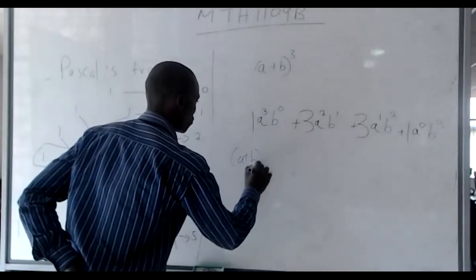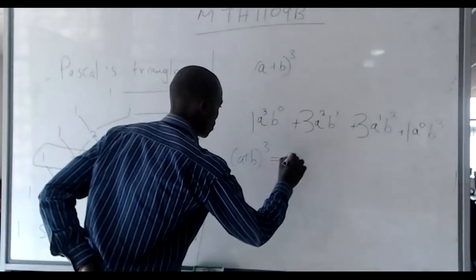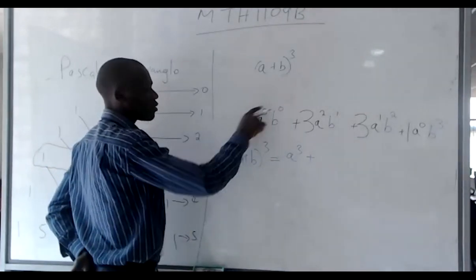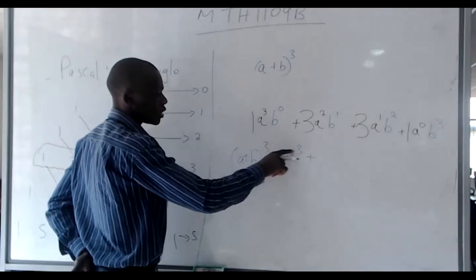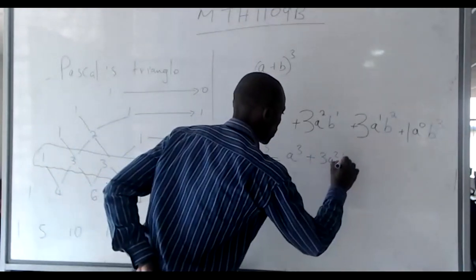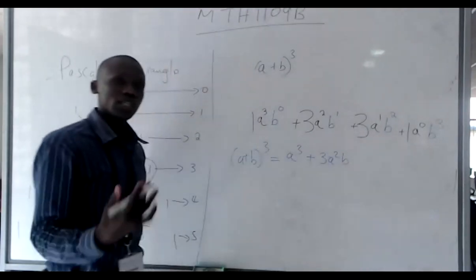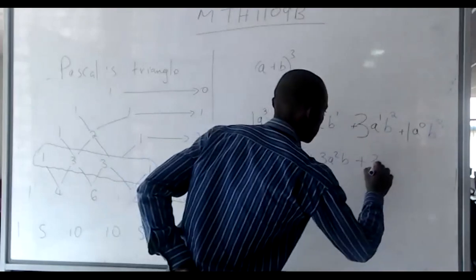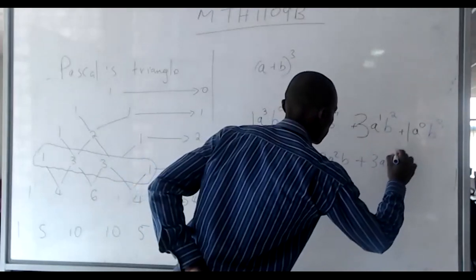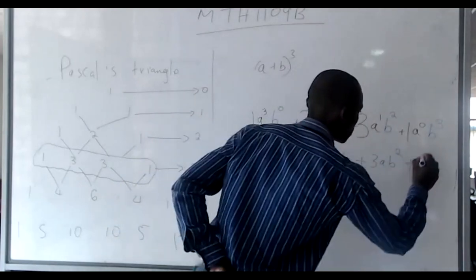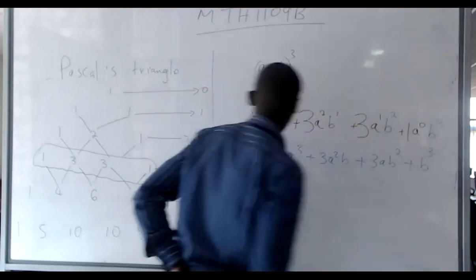So (a plus b) cubed is simply a cubed. Remember, b to the 0 is 1, so I have 1 times a cubed times 1, simply a cubed, plus 3a squared b, because b power 1 is just b, plus 3ab squared, because a power 1 is just a. The last is plus b cubed.